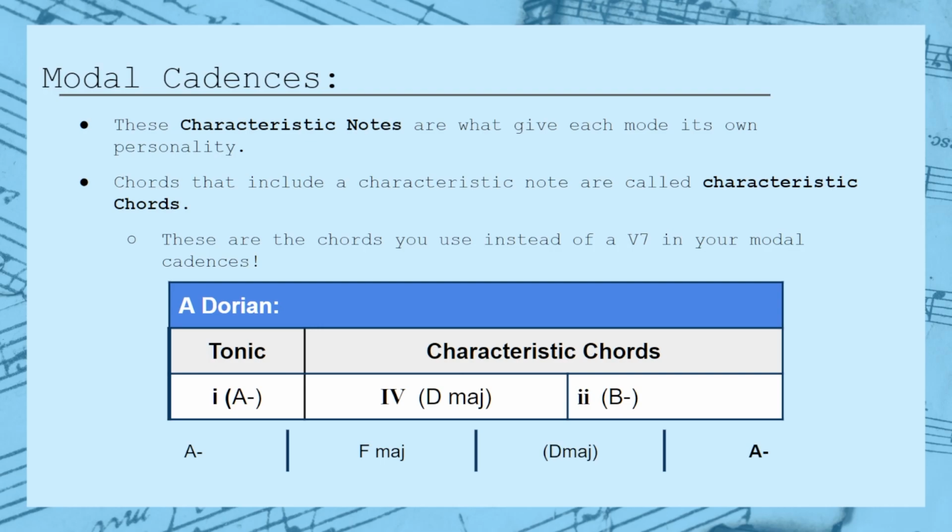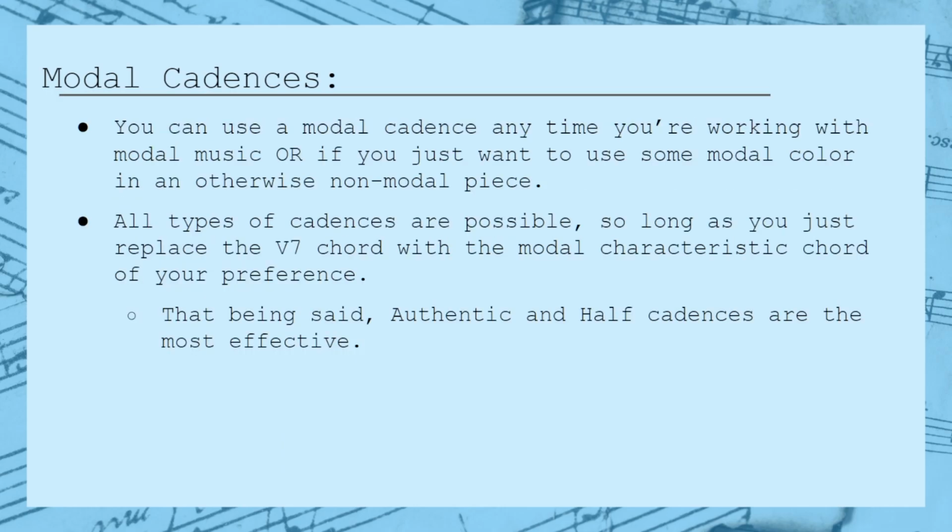In general, the most useful cadence types you'll want to stick to are authentic modal cadences and half cadences. Deceptive cadences tend to be a bit trickier to work with, just because most audiences aren't as familiar with modal music as they are with major and minor keys.